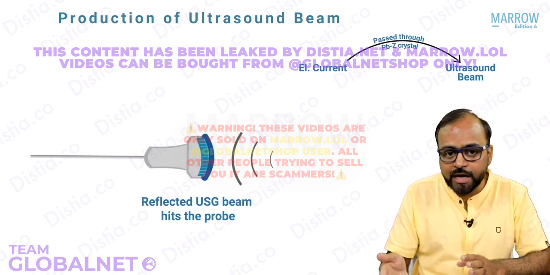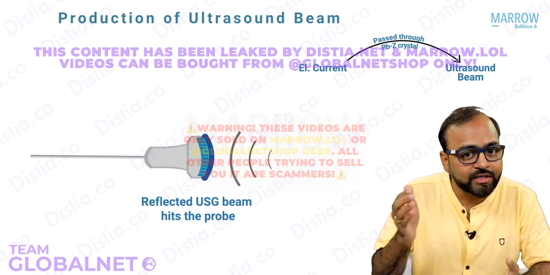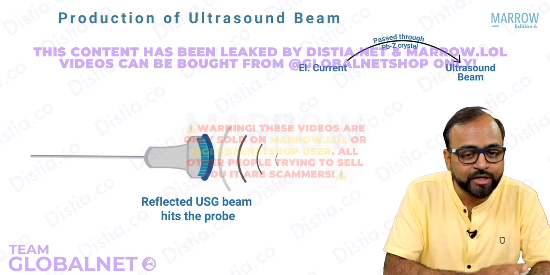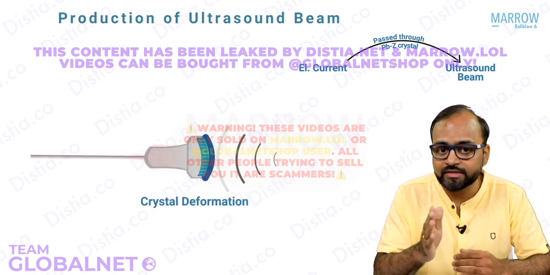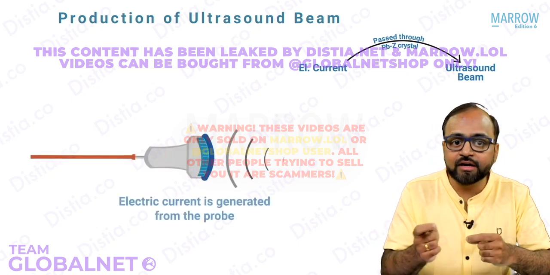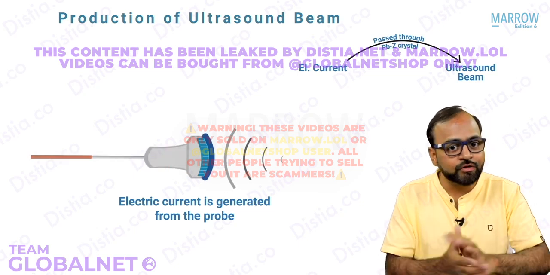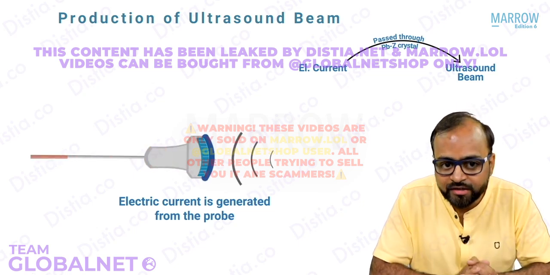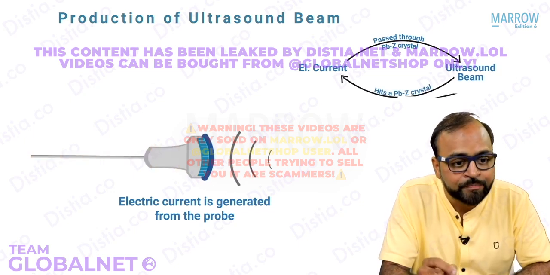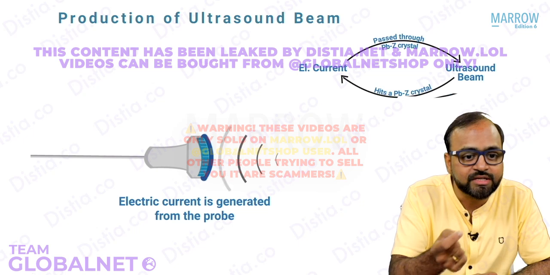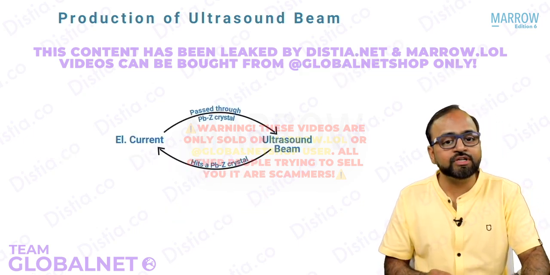this is an ultrasound beam which is now coming and hitting the piezoelectric crystals in the probe. What happens when an ultrasound beam comes and hits a lead zirconate titanate crystal? Crystal deformation occurs, and the result is that an electric current is produced in the wire attached to it. This is the exact reverse of what we saw before, isn't it? So what is happening here? When an ultrasound beam hits a lead zirconate crystal, there is crystal deformation, and the result is production of an electric current.